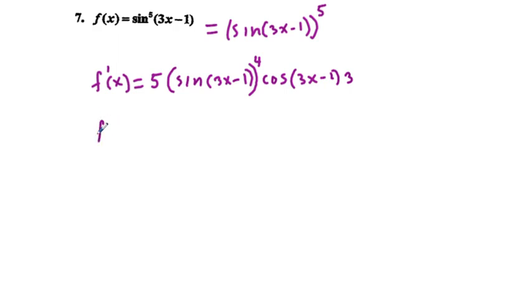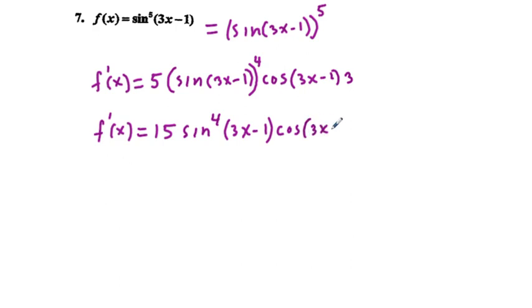Now, just simplifying here, f prime of x, we're going to have 5 times 3, which is 15. And then we'll just write out what we have left here. I'm going to put it back in its original form. We'll put sine to the 4th of 3x minus 1, times cosine of 3x minus 1. And that's going to be it.